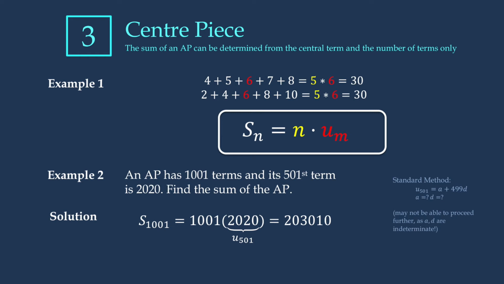If we use the standard method, trying to first work out the first term and common difference before calculating the sum, we find that this leads us nowhere. This is because the first term and common difference are indeterminate here. They can take any value as long as the central term is 2020 and there are 1001 terms. So this illustrates the usefulness of the method discussed.